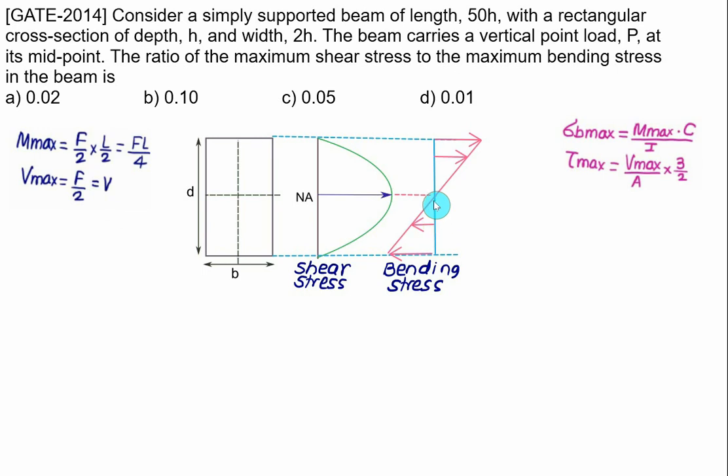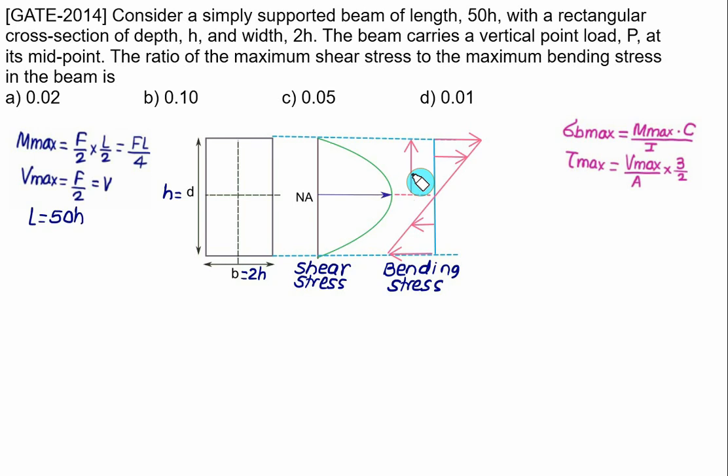And the maximum value of a bending stress will occur on the top fiber, at distance equal to D by 2. Here it says that we have a depth equal to H. So we have to take the value of D is equal to H. The value of B we have to take is equal to 2 times of H. So this figure is not to the scale. And secondly, it says that the length L will be equal to 50 times of H. So here we have to take the length L is equal to 50 times of H.